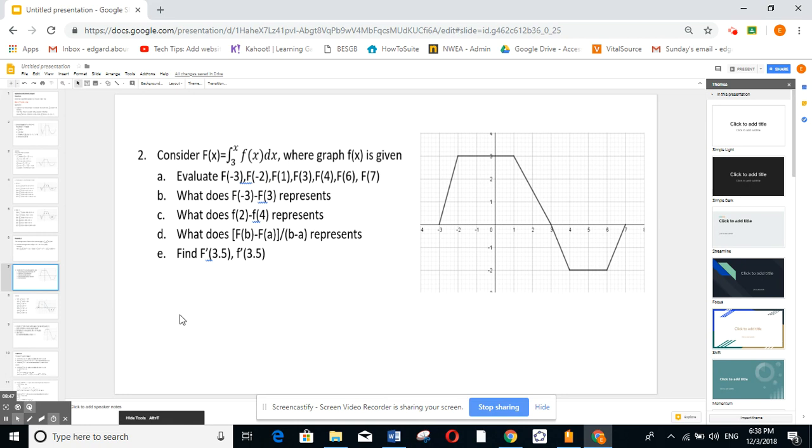So now, what's the first question? I want to evaluate these. I want f of minus 3, so I just replace x by minus 3. Then f of minus 2. You're going to see all of these are written down. So let us start.